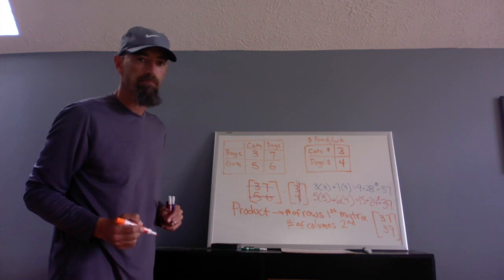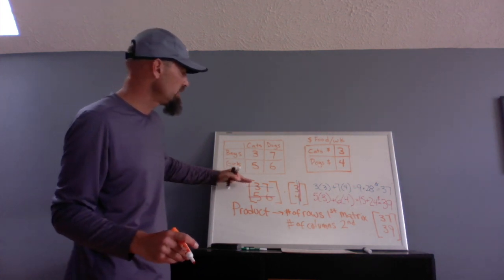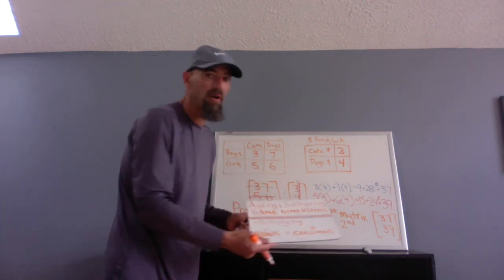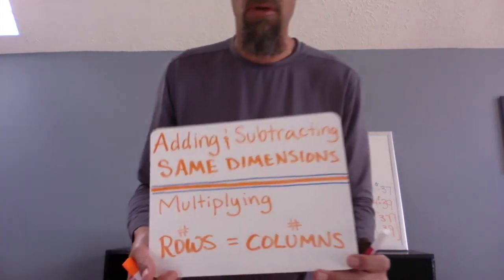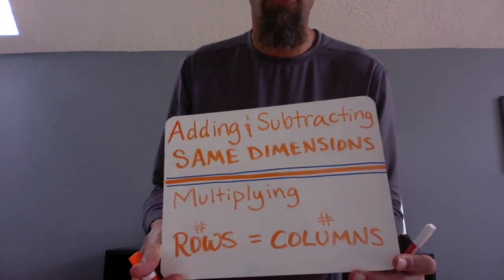Just like that. All right? So matrix multiplication, again, you are multiplying each row by the columns. How do you tell whether or not you can add or subtract? Got to have the same dimensions, right? A 2 by 3, you can only add it to a 2 by 3.